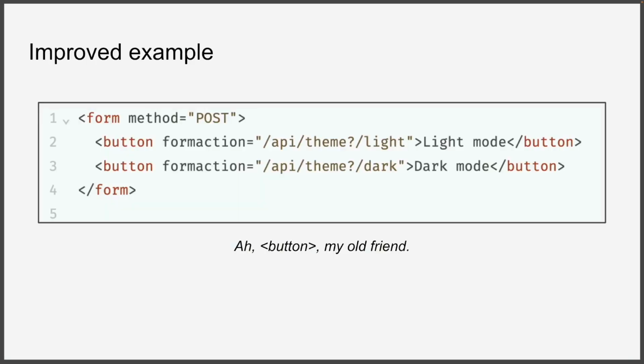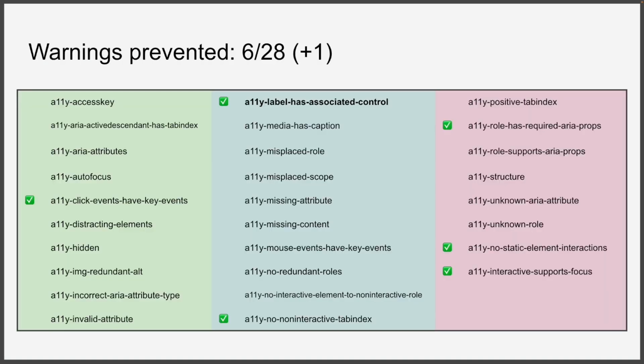So take a look at this improved example. Brought to you by Button, my old friend. In SvelteKit, you can have a form on line 1, and on lines 2 and 3, each individual button within a single form can trigger a different form action, hence the form action attribute being used here. And with this, you can have an immediately submittable theme switcher. Great. Button to the rescue once again. And with all that, we've prevented one extra warning: label has associated control. Now you know.